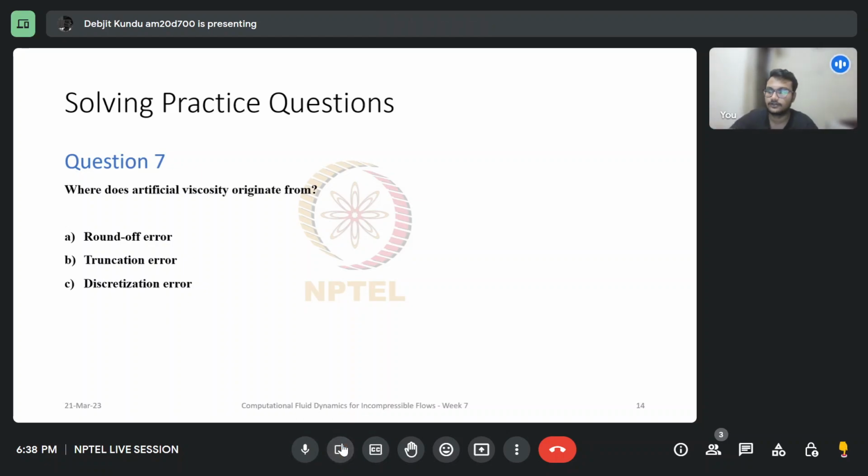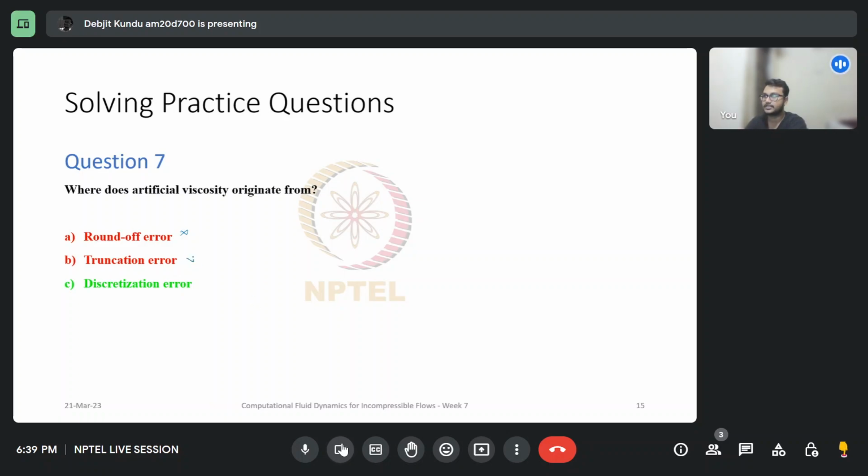So let's have a look at the solution. The solution is option C, discretization error. Let me explain it this way. Round off error first of all does not really contribute here, because we can see from the equations themselves how the artificial viscosity arises. Round off error would appear during the solution in a computer itself with some finite precision. So round off error couldn't be the origin of artificial viscosity.